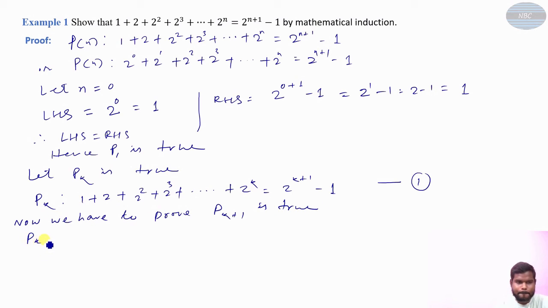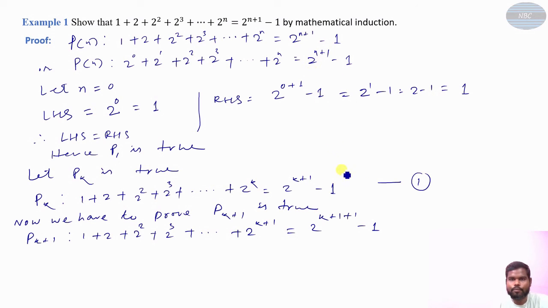So Pk plus 1 is nothing but 1 plus 2 plus 2 square plus 2 cube and so on to 2 to the power k plus 1. Right hand side is 2 to the power n plus 1 minus 1, so instead of n, put here k plus 1. So this is 2 to the power k plus 1 plus 1 minus 1. This is the left hand side, this is the right hand side. Now I have to prove it. Left hand side is equal to 1 plus 2 plus 2 square plus 2 cube and so on up to 2 to the power k plus 1.